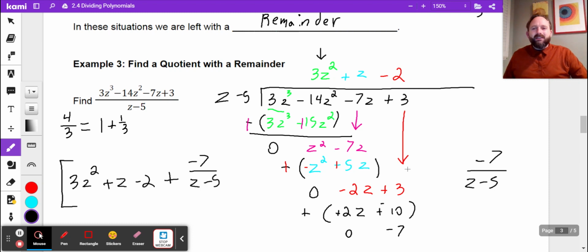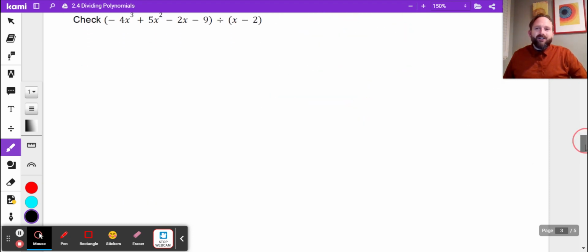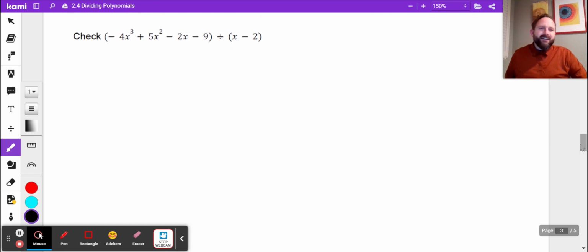All right, guys. So there should be a little check right here. I want you to test your knowledge, see if you can get this. But I'll put the answer and the work in 3, 2, 1.